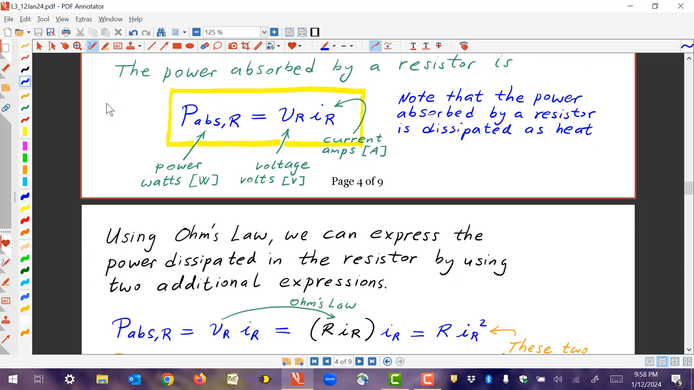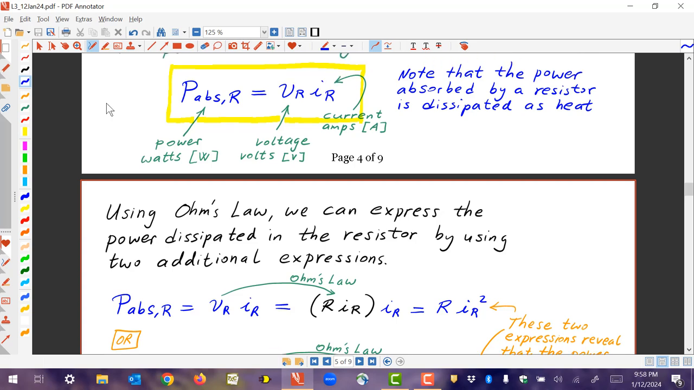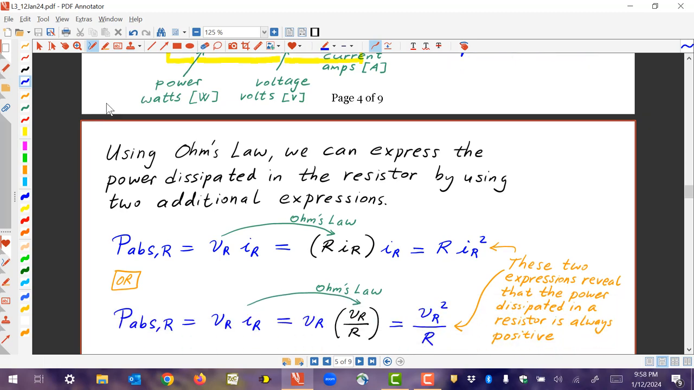So again, there are two other ways. So here are the two ways. So power absorbed is VR times IR. If you use Ohm's law, VR is R times IR. And if you multiply through, power absorbed can be written as R times IR squared. So that's another way you can write the power absorbed. Or instead of substituting in for the voltage, if you substitute in for the current by using Ohm's law, you can put VR over R for the current IR, and then you'll get VR squared over R. So VR times IR, R times IR squared, or VR squared over R, those are all equivalent expressions that will give you the same numerical value for the power absorbed in a resistor.